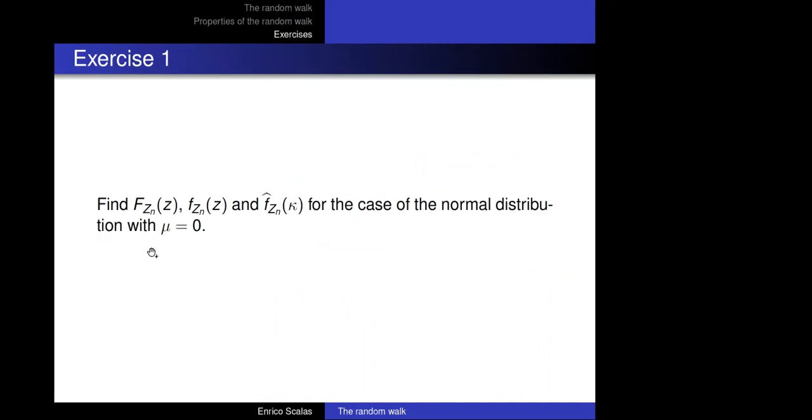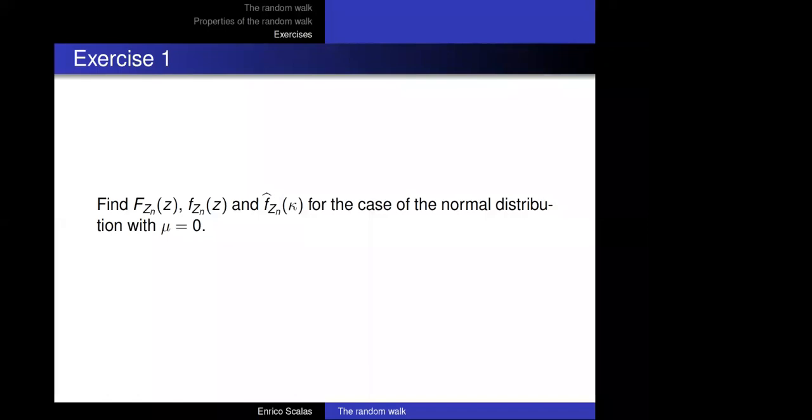This is very instructive. You can try to make these calculations in the case of the normal distribution. Let's take mu equal to 0. So we consider the symmetric normal distribution and try to compute these three quantities here. You will find a surprise if you try to do so.